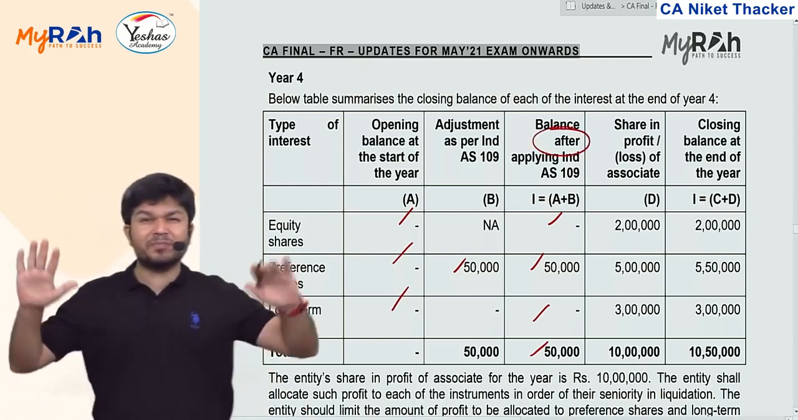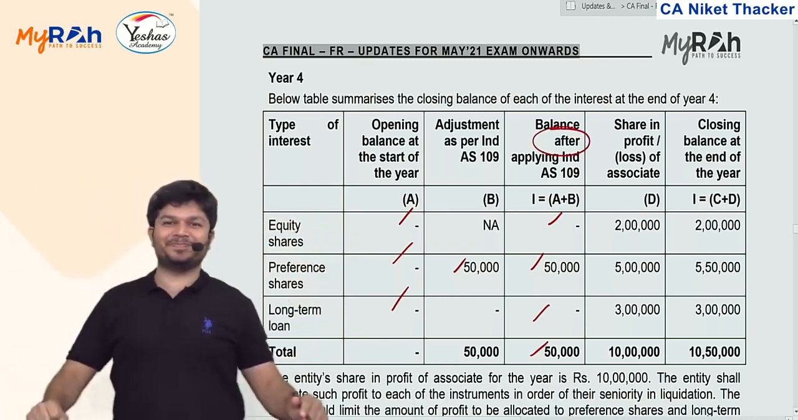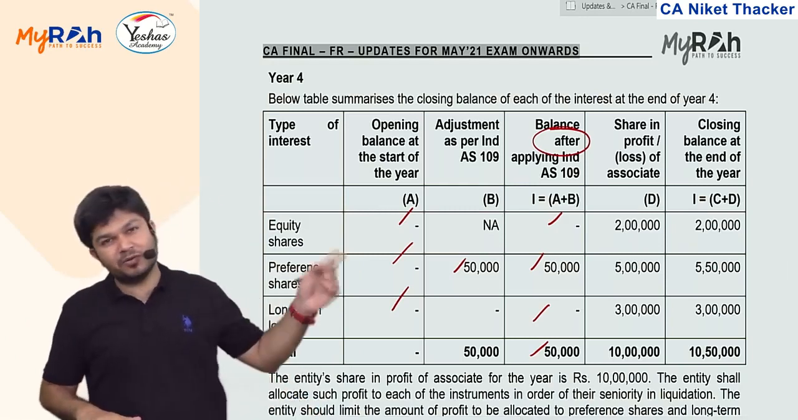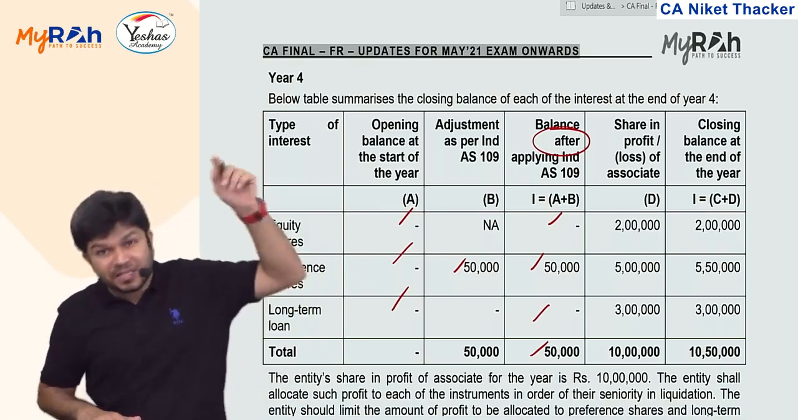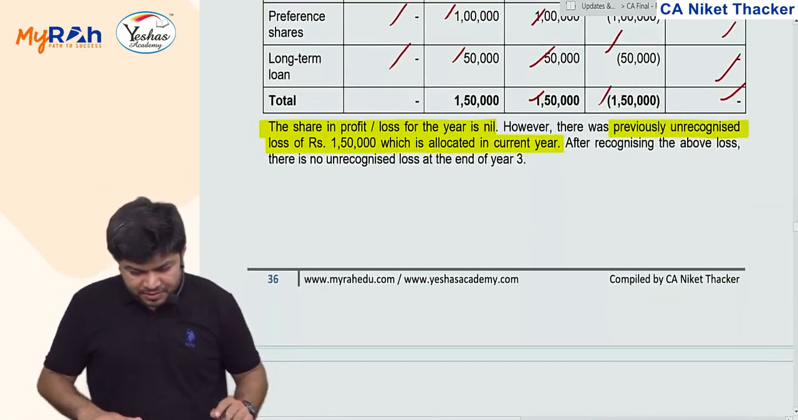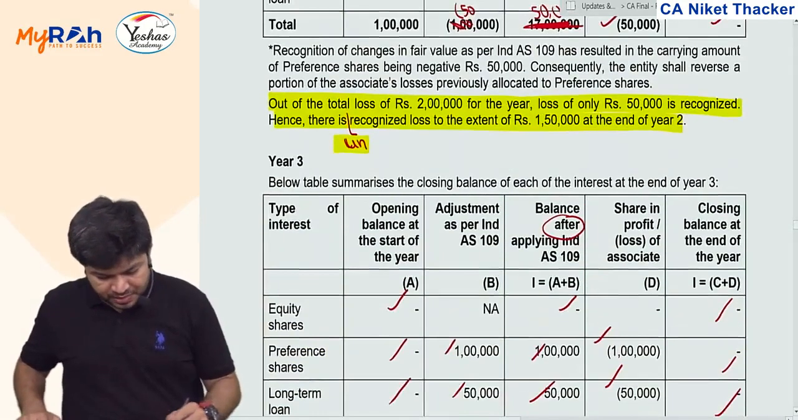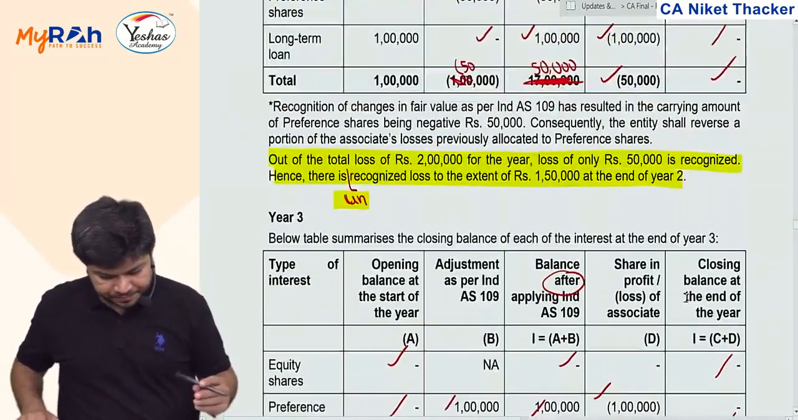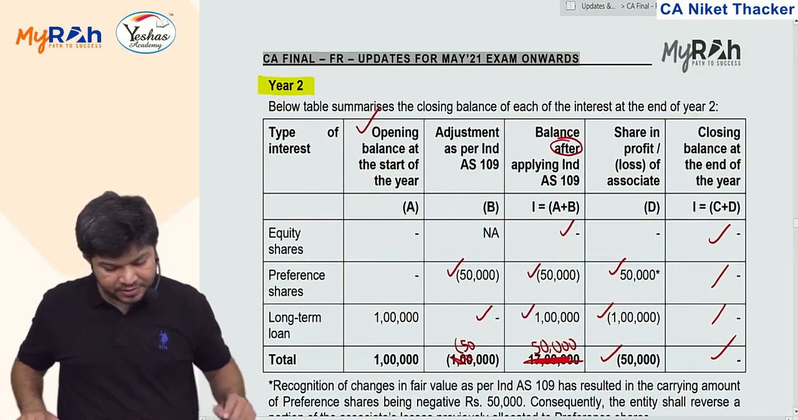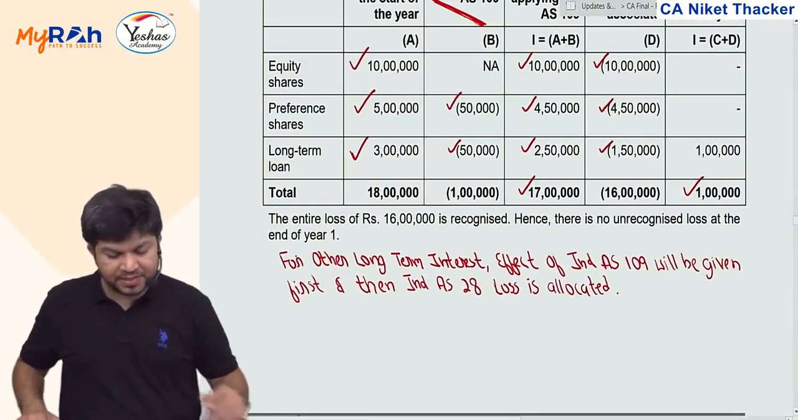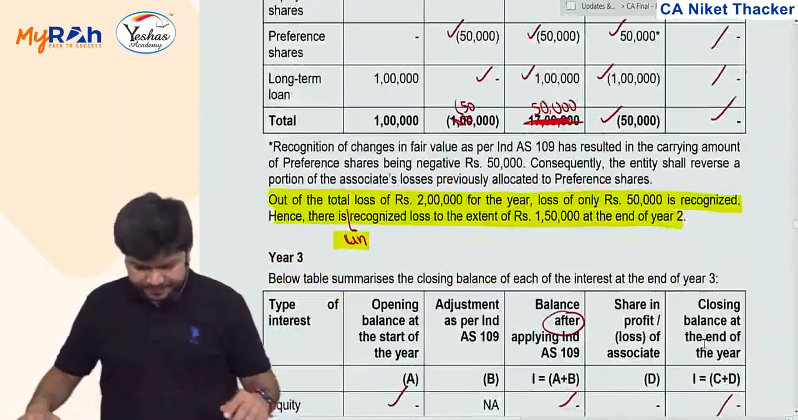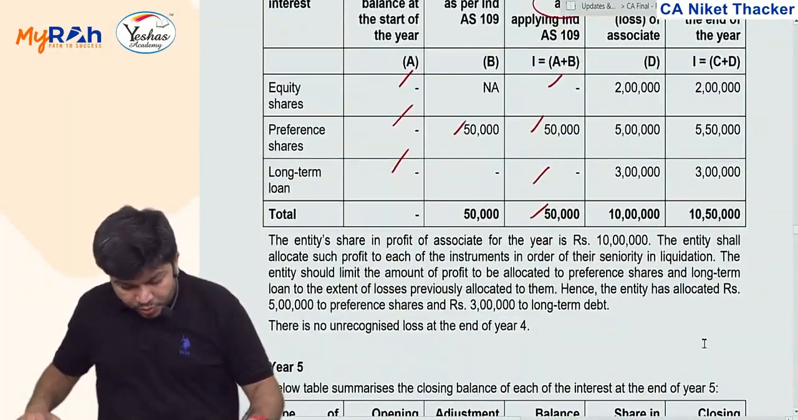Now this year there's a profit of 10 lakh. First give to debenture holders, give to preference share holders, then equity. How much loss have the debentures suffered? 50,000 in year 3, 1 lakh in year 2, 150 in year 1: 150 plus 1 lakh plus 50, 3 lakh. So 3 lakh goes to them.